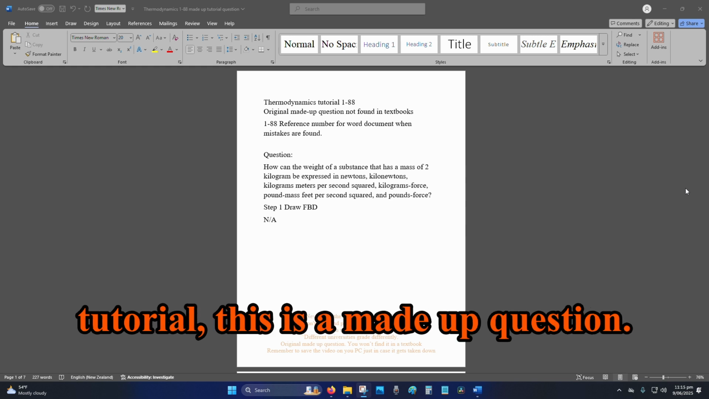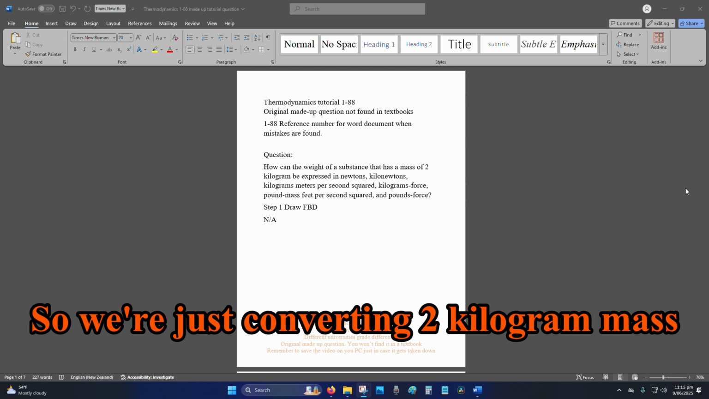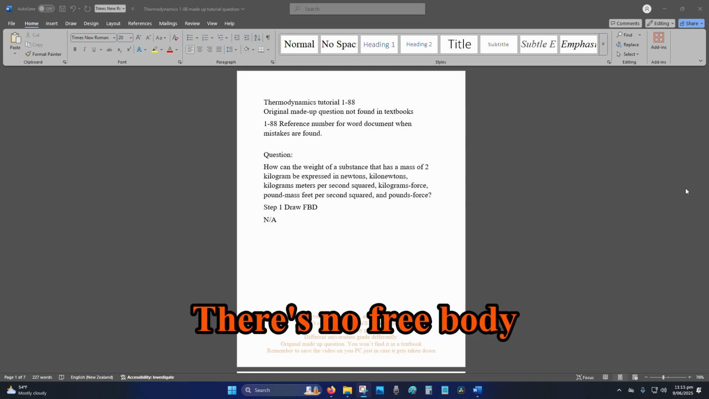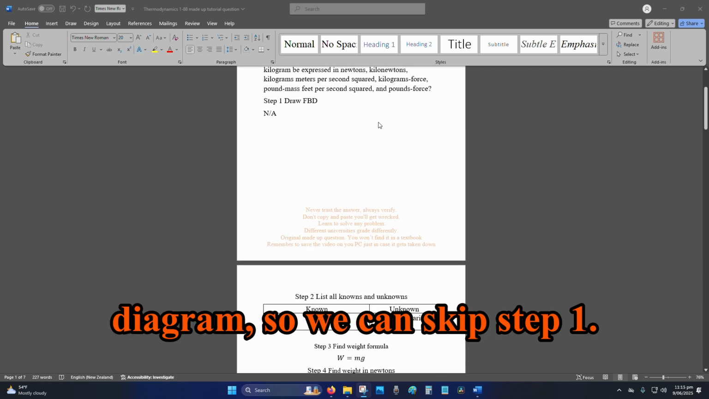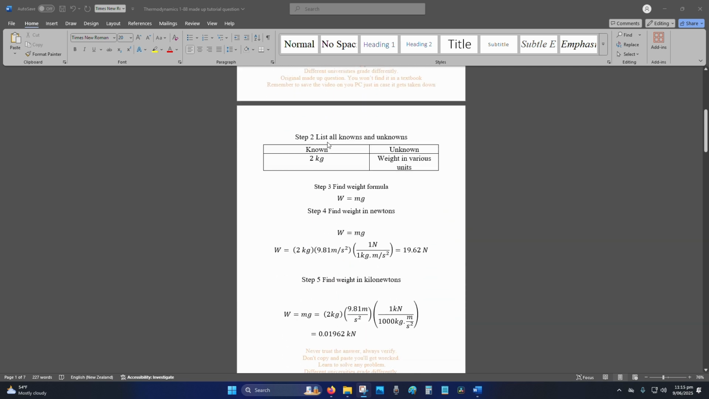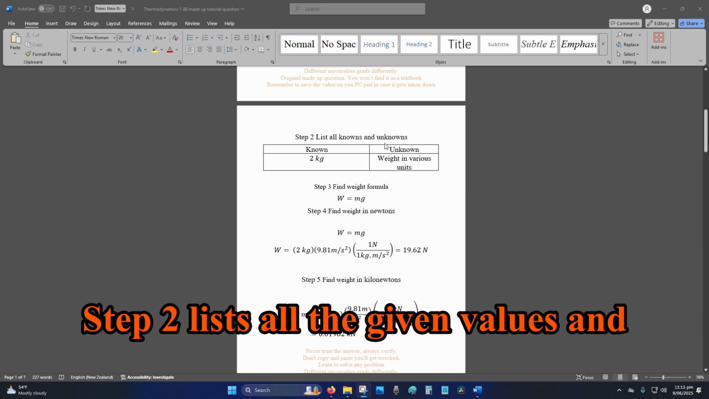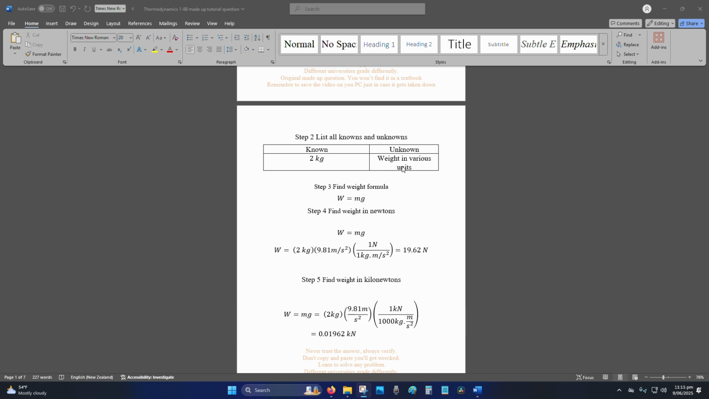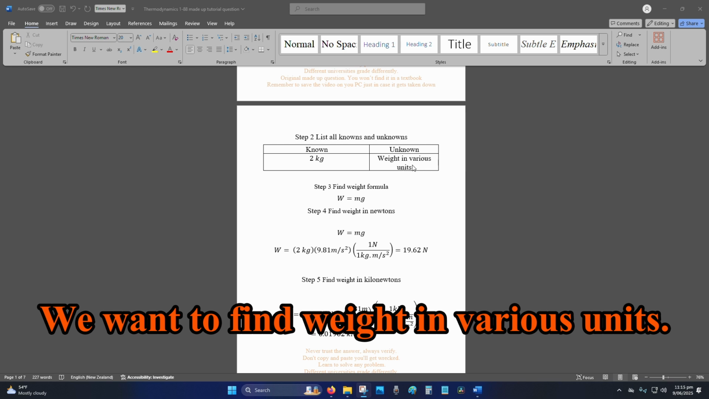This is a made-up question. We're just converting a 2 kilogram mass into weights for various units. There's no free body diagram, so we can skip step 1. Step 2 lists all the given values and finds the unknown. We're given 2 kilograms, and we want to find weight in various units.